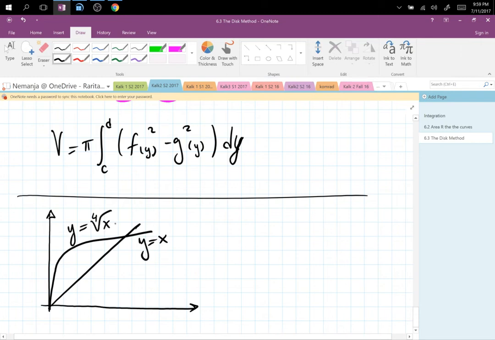You have y equals fourth root of x and y equals x intersecting, with rotation on the x-axis. Anytime you have two functions, you are responsible for figuring out the limits of integration by setting the equations equal to each other, just like we did for area between two curves. So, set up, and then far away minus close by, square each one individually, obviously.